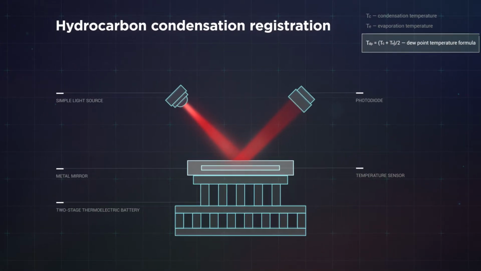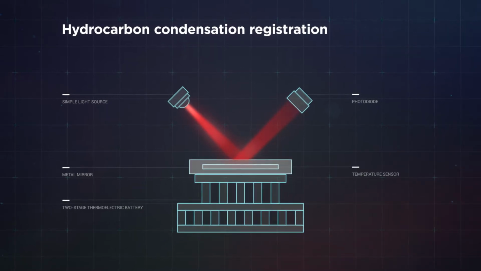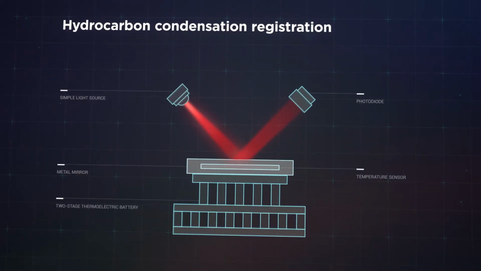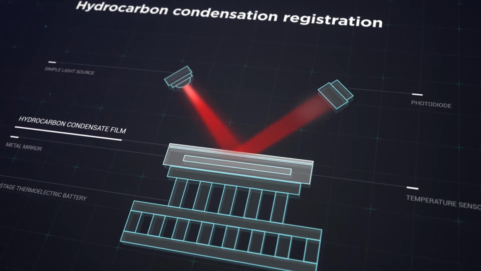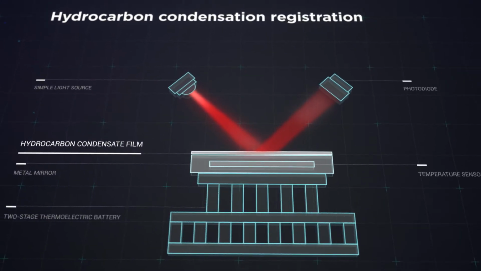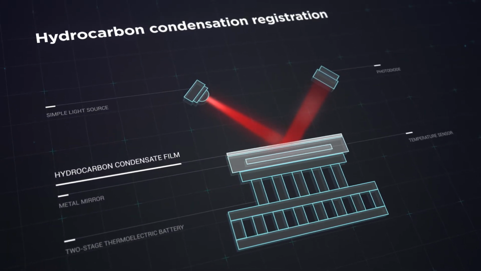But this type of setup doesn't work for hydrocarbons. During condensation, hydrocarbons do not form droplets, but a thin reflective film that does not scatter the light from the LED. Because of this, the amount of light reaching the photodiode does not decrease, so the beginning of condensation cannot be identified.